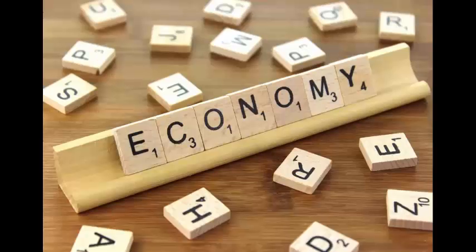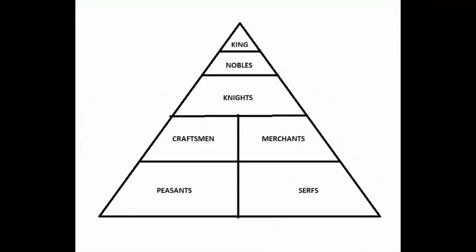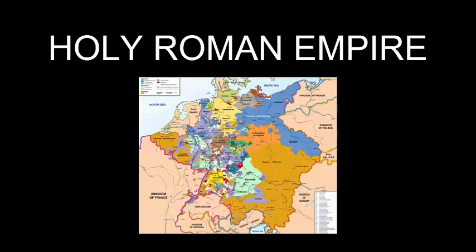When it comes to the economy, most economic systems in Europe follow what they call feudalism, meaning there is a pyramid of classes, with each of the lower classes having more people in them. The problem with feudalism is that there are very few people that can actually fight, with around half of the people being serfs, which is a nicer way of saying slaves. One example of this is the Holy Roman Empire, which isn't really holy, technically isn't Roman, and really isn't an empire, but who am I to judge?